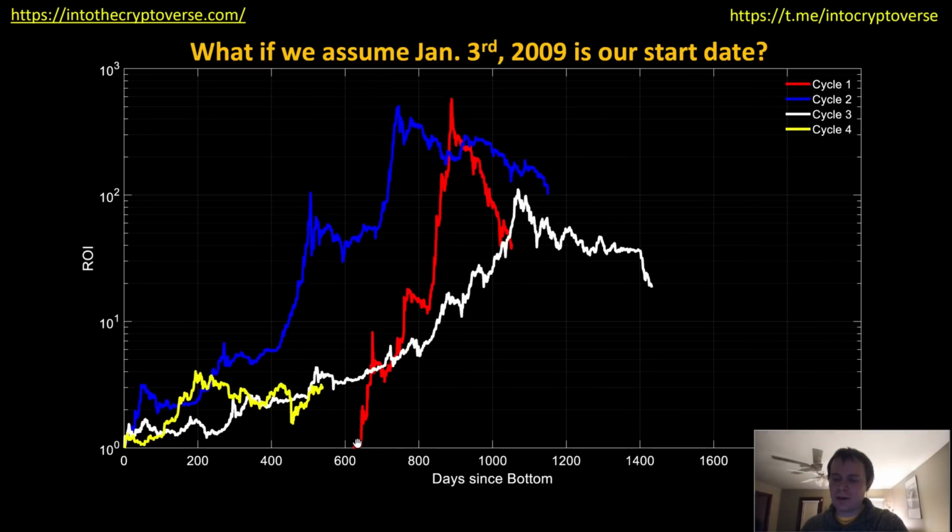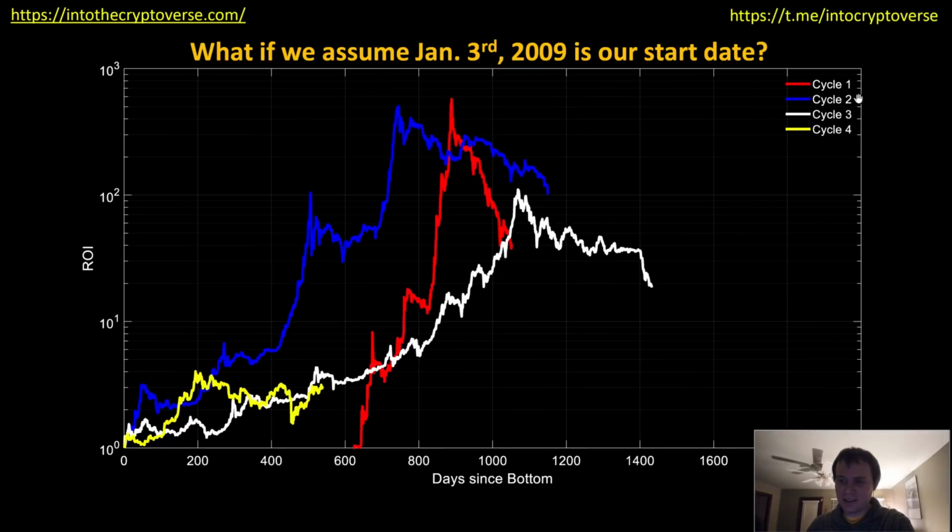And the main caveat here, right, is that this ROI would likely be higher because it's only being measured from here, whereas it theoretically would be measuring from day equals 0 or day equals 1 on January 3rd, 2009. So potentially the red line would be way up here or something. I don't know exactly where it would be. If that were the case, then you could see that the first cycle would have taken around 900 days.